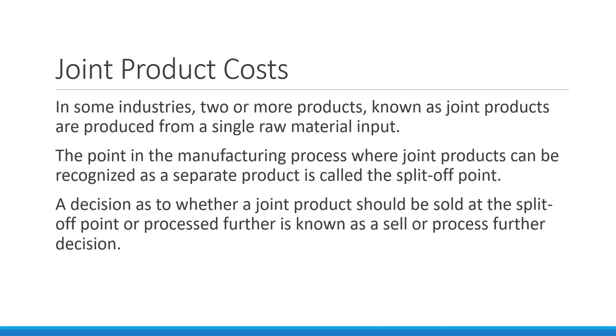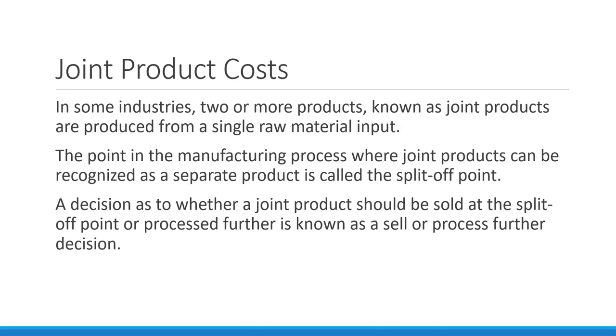Another joint process that's popular is lumber. So we get in raw lumber and we can make multiple different pieces of lumber. We can make 2x4s from it, or we can make other pieces of lumber from it.